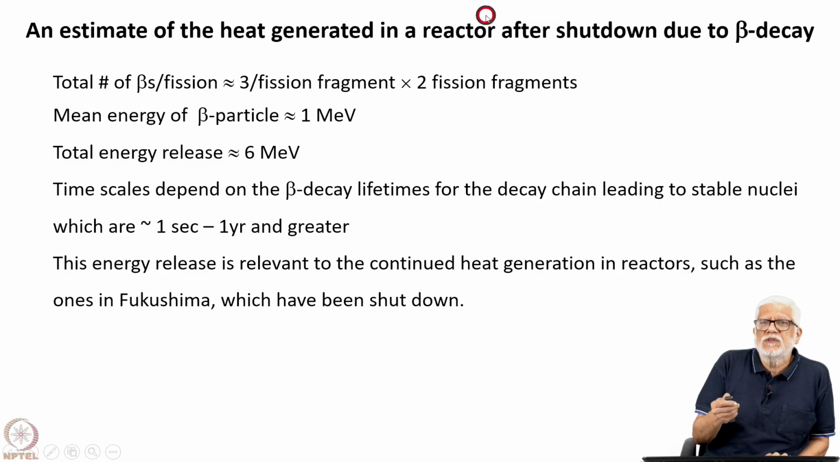So suppose, let's assume that it shuts down. Then the total number of betas per fission is about 3. One can sort of see this. This is a fairly good estimate per fission fragment. And then there are 2 fission fragments.